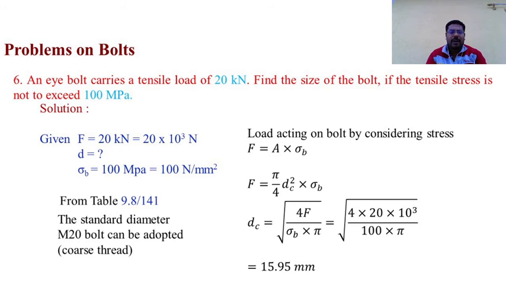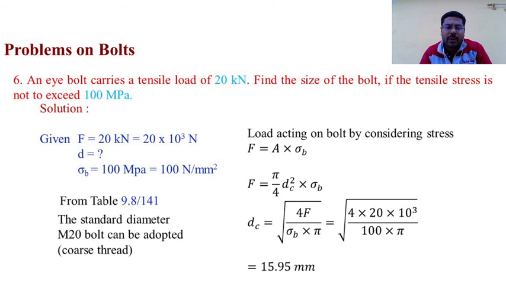So problem number 6. An eye bolt carries a tensile load of 20 kilonewton. The eye bolt is lifting the load of 20 kilonewton. Find the size of the bolt, which means find the D value, if the tensile stress is not to exceed 100 megapascal. Therefore the solution: F is equal to 20 kilonewton.